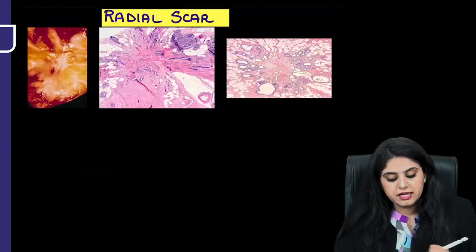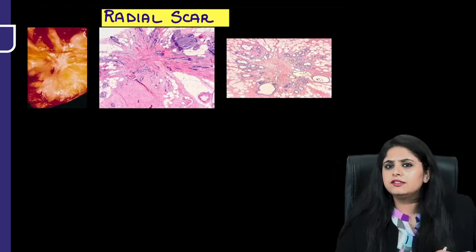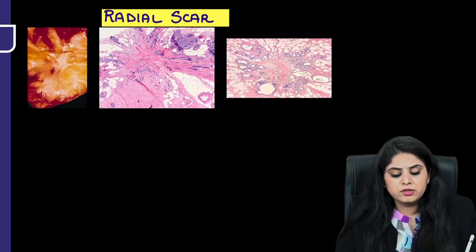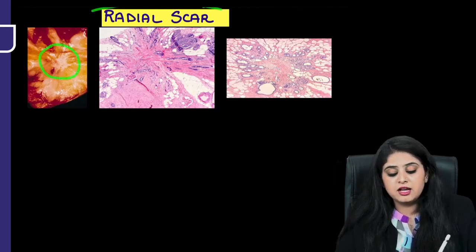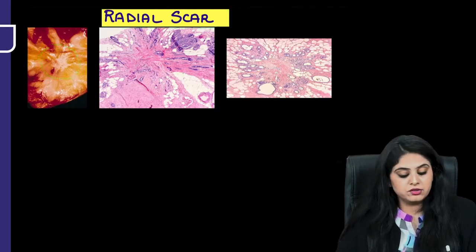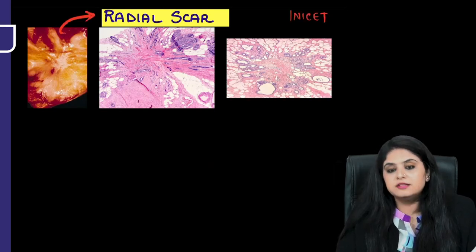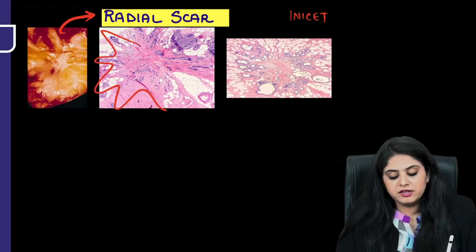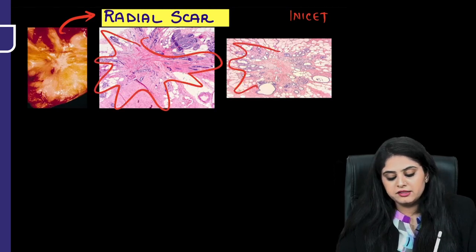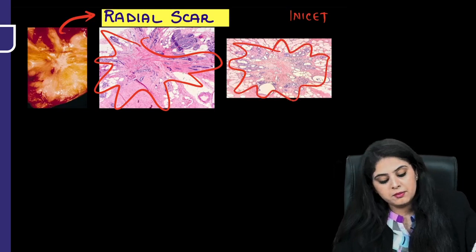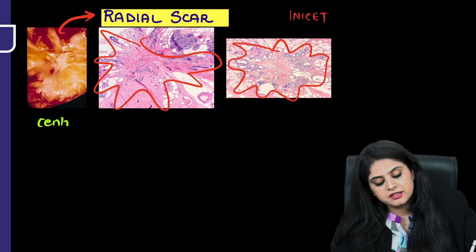Moving on to the next, again I told you, did I teach you a long list some time ago where I told you that there is going to be a central stellate scar? Which part of the breast shows you a central stellate scar? Again important for INICET, it is going to be the radial scar. So you will see some fibrosis wala scar. Again over here I see some fibrosis wala scar. So remember, a central stellate scar is something which is indicative of radial scar in the breast.